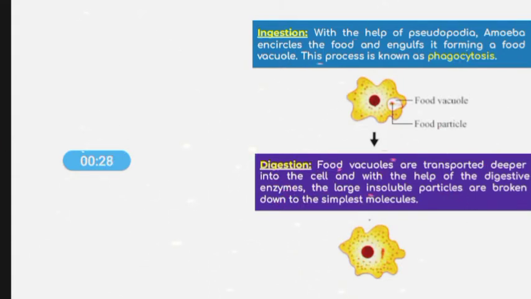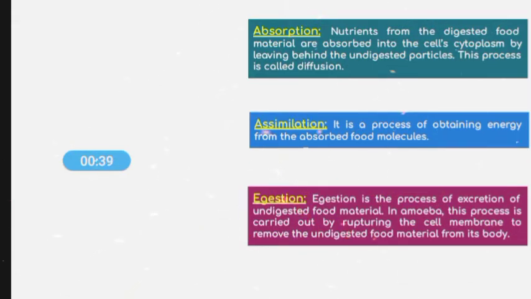And digestion. Food vacuoles are transported deeper into the cell, and with the help of digestive enzymes, the large insoluble particles are broken into the simplest molecules. Absorption. Nutrients from the digested food material are absorbed into the cell cytoplasm, leaving behind the undigested particles. This process is called diffusion.